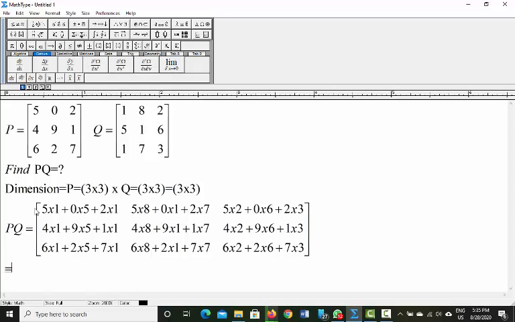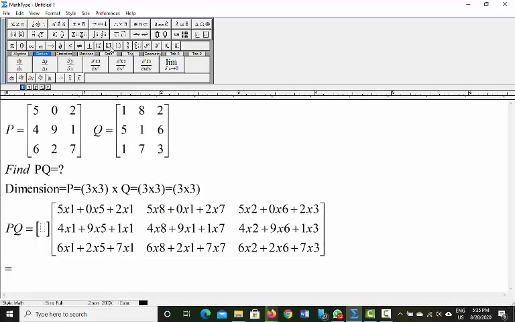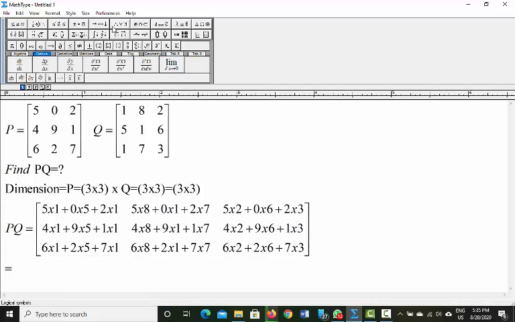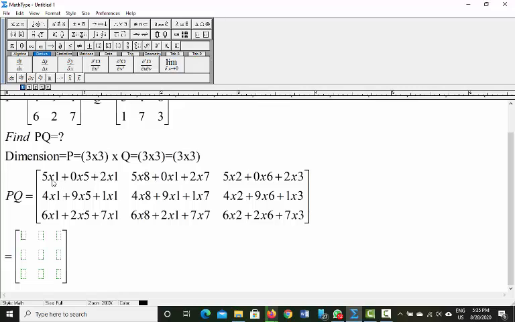Now we will just simplify. Here 5 multiplied by 1 is 5 and 2 multiplied by 1 is 2. So 5 plus 2 is 7. Here 5 multiplied by 8 is 40 plus 7 multiplied by 2 is 14. So 40 plus 14 is equal to 54. 5 multiplied by 2 is 10 plus 2 multiplied by 3 is 6. So 10 plus 6 is 16.